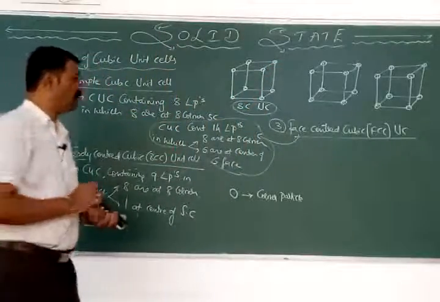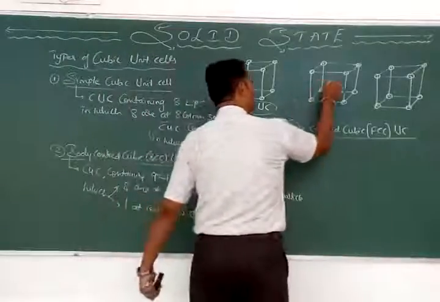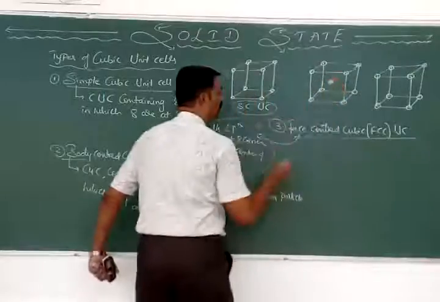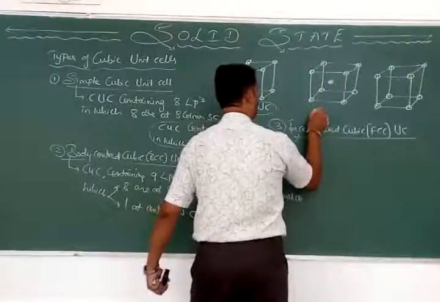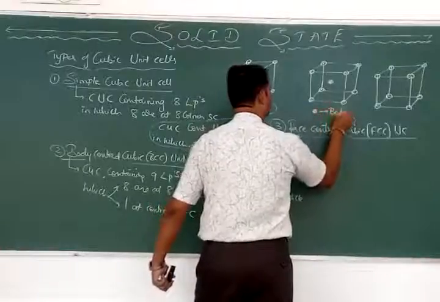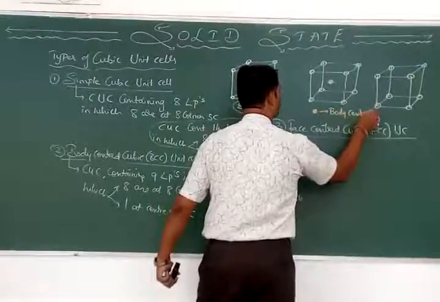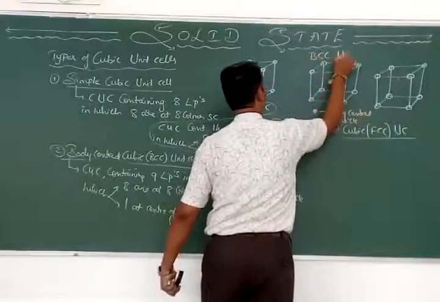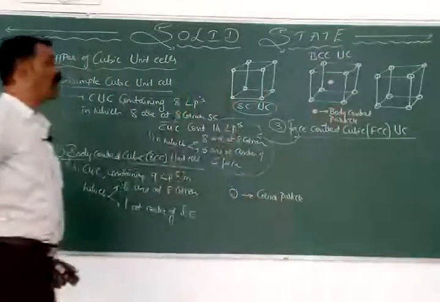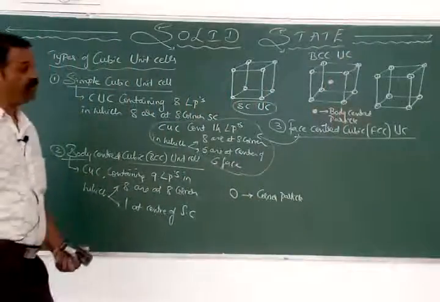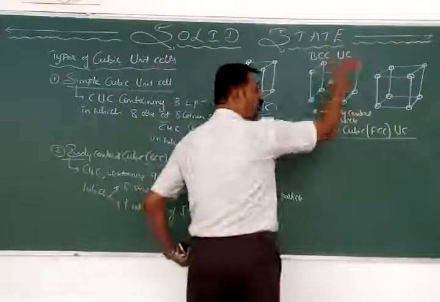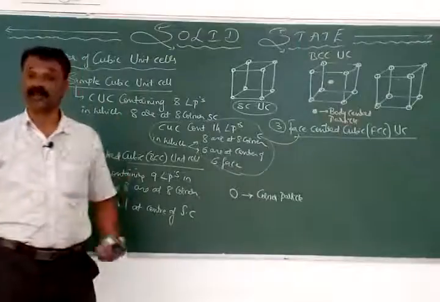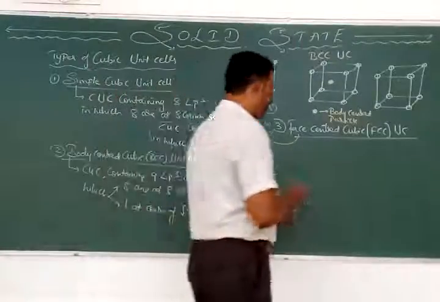Okay. Apart from that, if the particle is exactly at the center of this, it is called a body centered particle. That is why it is called the BCC unit cell. What cell is it? Body centered cubic unit cell. Totally, how many lattice points are there? 8 are at the corners and 1 exactly at the center of that cube. That is why it is called body centered.